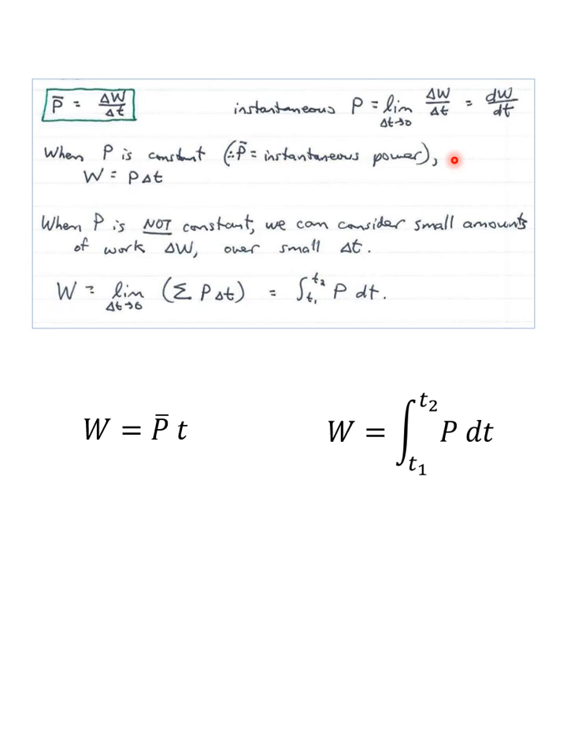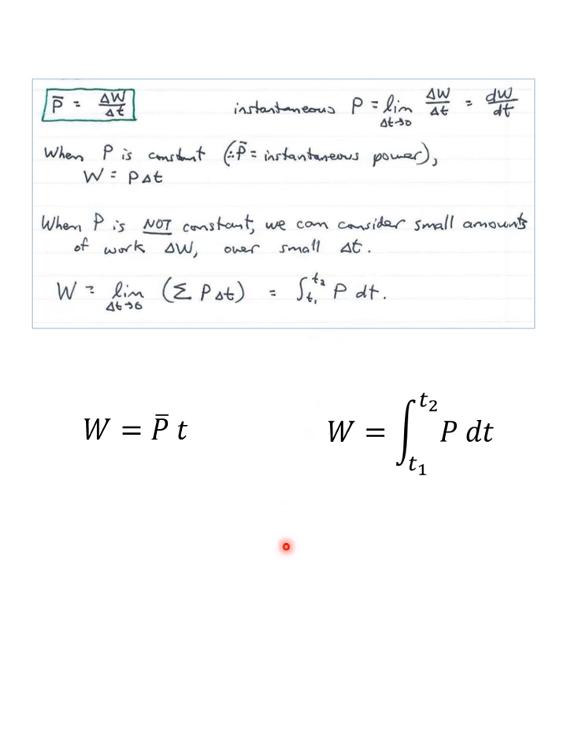Now, when power is constant, then average power is the instantaneous power. It's not going to change. So we can just say that work done is power times the time increment. Work done is power times delta t. However, when power is not constant, we're going to consider the small amounts of work delta W over small delta t, and so the work becomes the limit of the sum of P delta t, and that becomes the integral taken between the time limits of t1 and t2 of P dt.